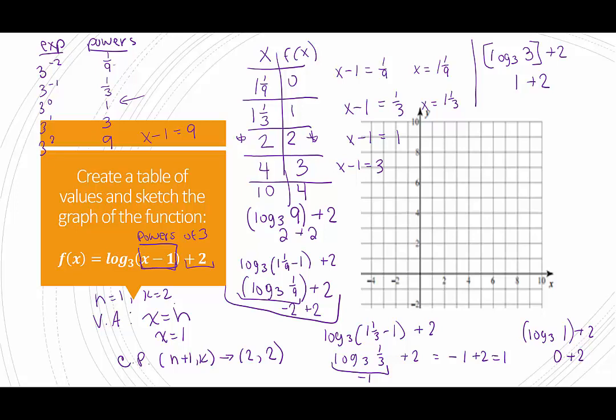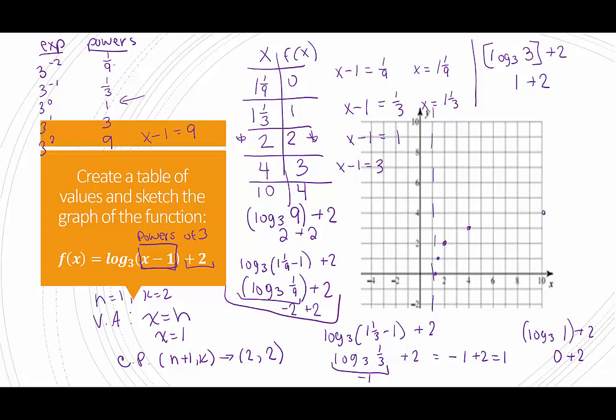We're going to start with the vertical asymptote at 1. And we can start with the critical point, or you can just go down the table of values. Either way, it doesn't matter. So we have 2, 2. 1 and 1/9, 0. We have a little intercept there. 1 and 1/9 is really close to 1. 1 and 1/3, 1. Also really close to that vertical asymptote. 2, 2 I already graphed. 4, 3. So here we're going to see this graph start to flatten out. And 10, 4 is up here.